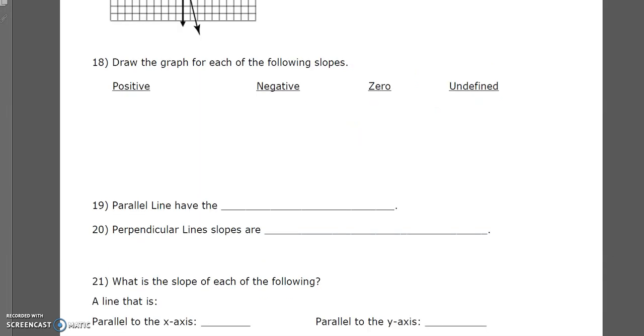Okay, 18 says draw the graph for each of the following slopes: a positive slope, a negative slope, a slope of 0, and undefined. So I'm going to draw a couple little graphs showing my x and my y axis. So let me get these on here first, and then we can talk about the slopes.